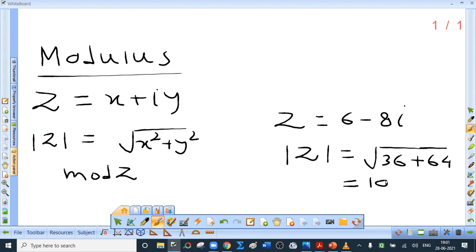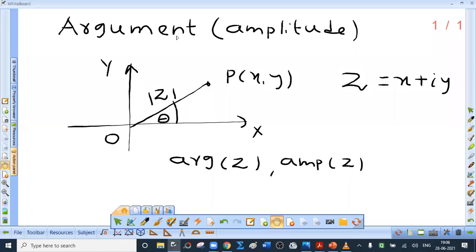Now my question is, can you interpret modulus of a complex number geometrically? I repeat the question. Can you interpret mod z geometrically? Now, before telling you the geometrical interpretation of that modulus, let me tell you about an argument, which is also called an amplitude of complex number z.